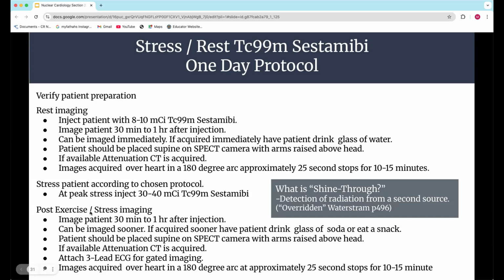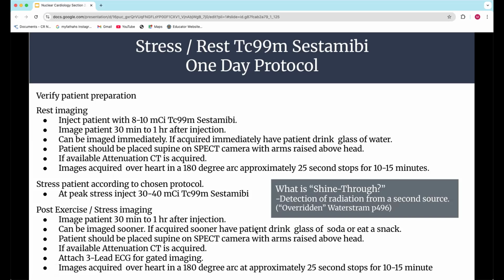And then we're going to exercise the patient according to whichever exercise protocol. At peak stress, we're injecting 30 to 40 millicuries. We're waiting our time for hepatobiliary clearance, and then imaging again. Usually you'll gate the stress scan. Some places I've seen gate both. Really, your gate is going to be a resting gate either way, because likely your patient's pretty calmed down by the time you do that, but it still gives you ejection fraction and some of those things.